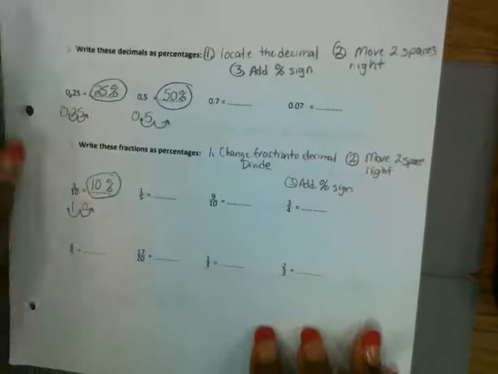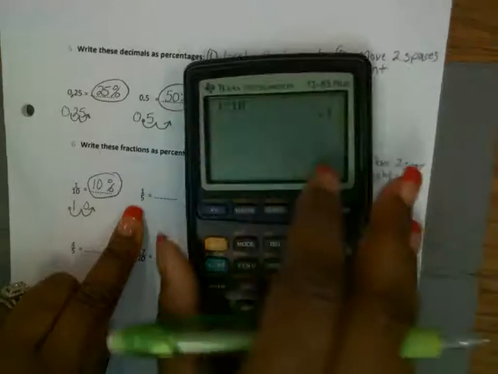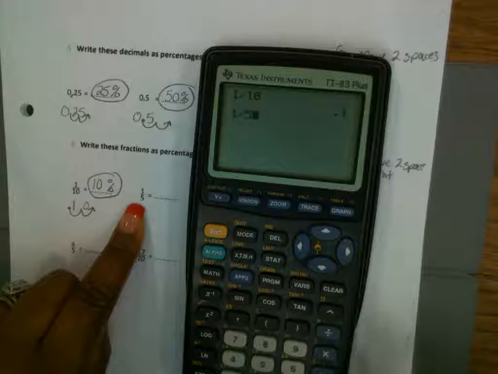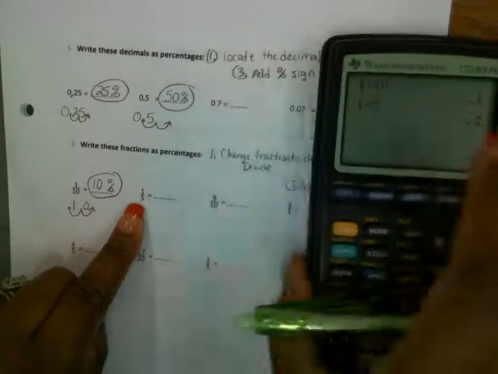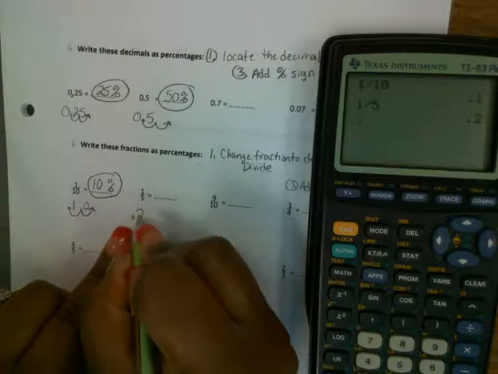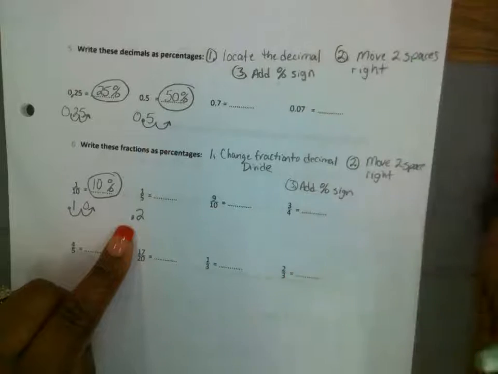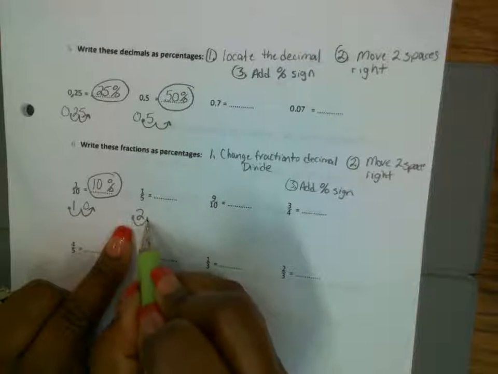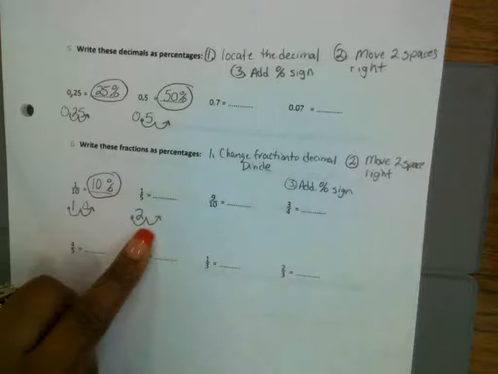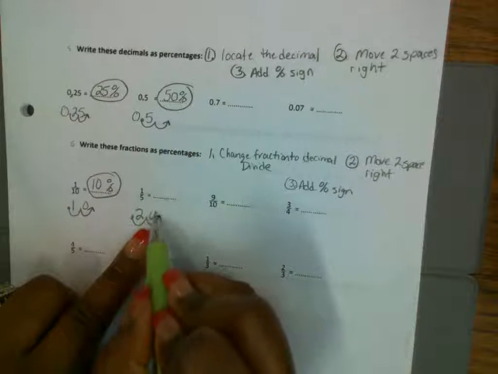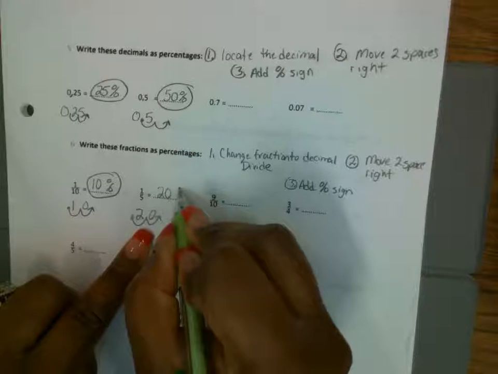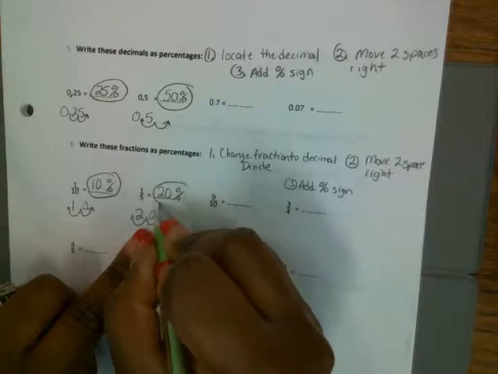Number 2, same thing. We're going to divide. So take our calculator and type in 1 divided by 5 and enter. So that's going to be 0.2 as our decimal. We're going to move our decimal 2 spaces to the right. So that's 1, 2 spaces to the right. We need a 0 as a placeholder. So now all we have to do is add our percent sign. This is 20%.